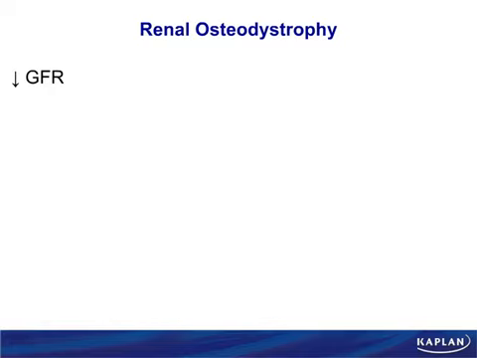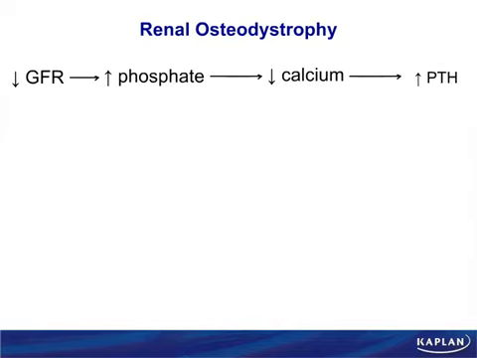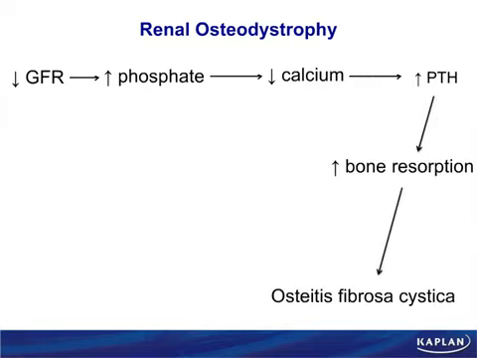The decrease in GFR will lead to hyperphosphatemia. Phosphate binds calcium. So the high phosphate will bind to calcium, leading to low serum calcium levels. The hypocalcemia will lead to high PTH secretion. This is secondary hyperparathyroidism. The chronically elevated levels of PTH will increase bone resorption, leading to what we call osteitis fibrosa cystica. This is the concept of renal osteodystrophy.